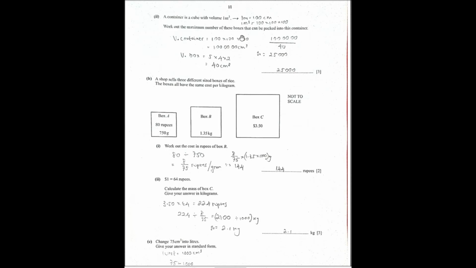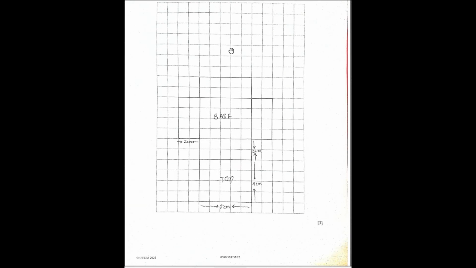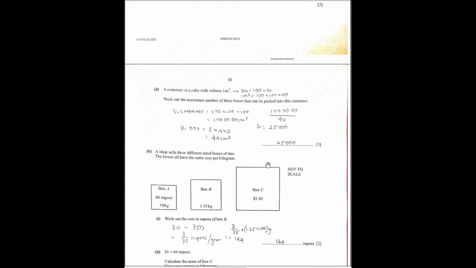Work out the maximum number of these boxes that can be packed into this container. Take notice that the volume of this cube is in cubic meters, whereas the volume of the box that we will get is in cubic centimeters because the units are in centimeters. So what I did was I changed my cubic meter to cubic centimeter. To change cubic meter to cubic centimeter, we have to multiply it by 100 times 100 times 100. So that will give us 1 million cubic centimeters.